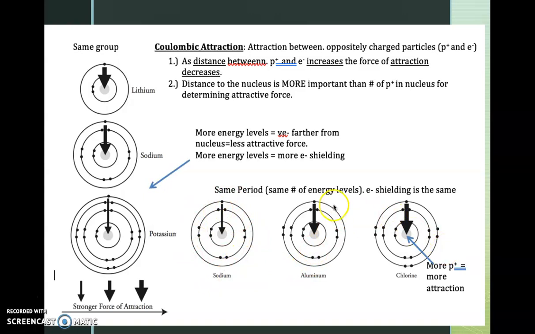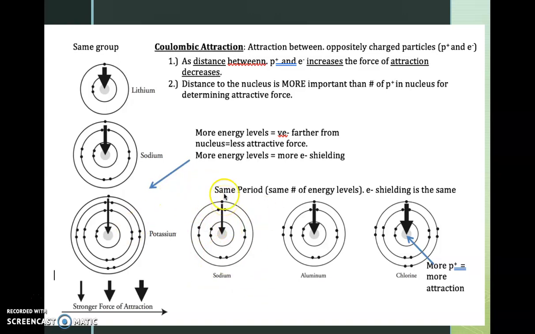Okay, if we're comparing the two things, so distance to strength, distance to the nucleus is more important than the strength of that pull, than the number of protons in the nucleus for determining an attractive force. So if we have something that has 2 electrons in the outer ring, but the distance is only 2 rings away, that's going to still have a stronger pull than something that maybe has 3 rings away but 2 electrons.